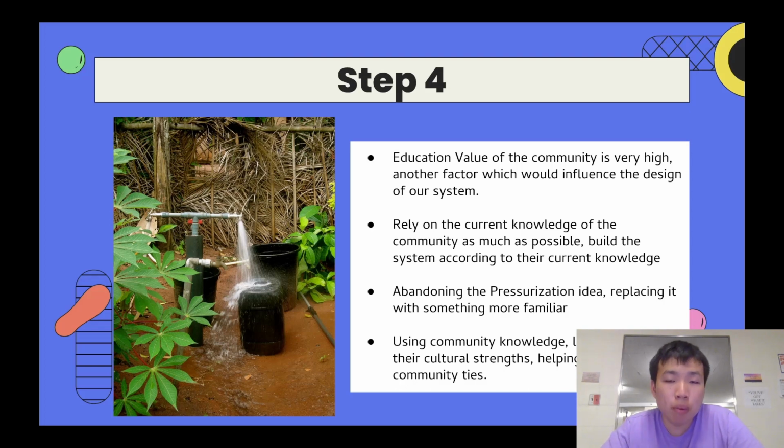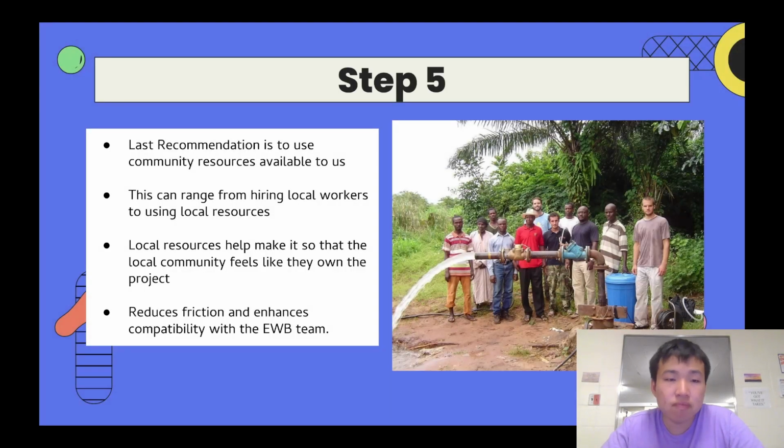I would propose replacing it with something the community plumbers already know how to implement. While that may require adding additional steps like filters to the front of our process, they can obviously learn those things as long as it is something that they're comfortable with and they know how to do. Therefore, by using this community knowledge, it leverages one of their cultural strengths and helps us build closer ties with the group. Lastly, we want to use community resources available to us.